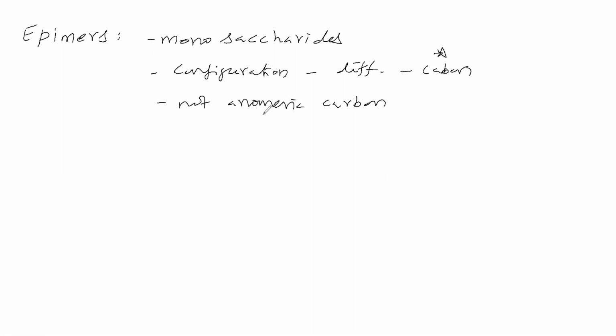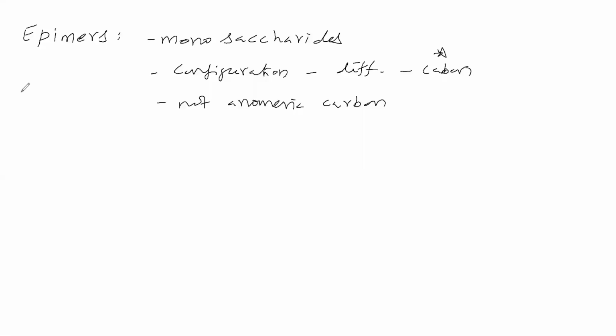Now we have to understand what is anomeric carbon. To understand anomeric carbon, we have to understand the structure of monosaccharide. Let us take glucose. We will see in glucose which carbon is the anomeric carbon. For knowing the anomeric carbon of glucose, we should know the chemical properties of glucose. So now we will see the chemical properties of glucose.